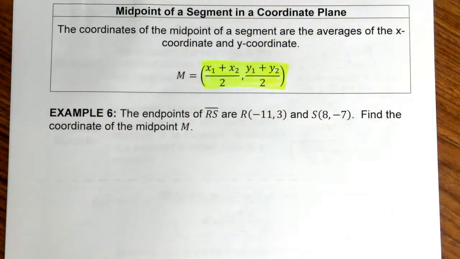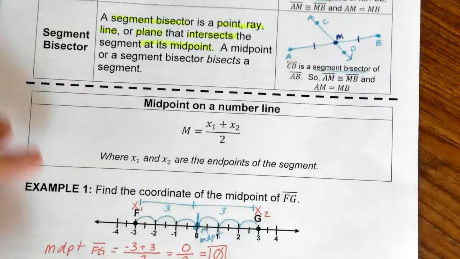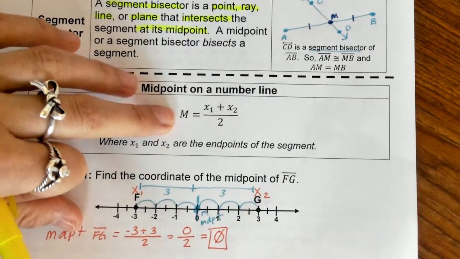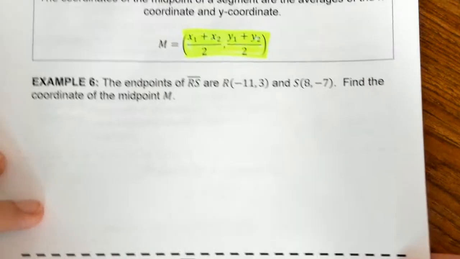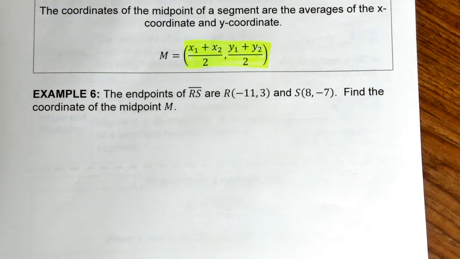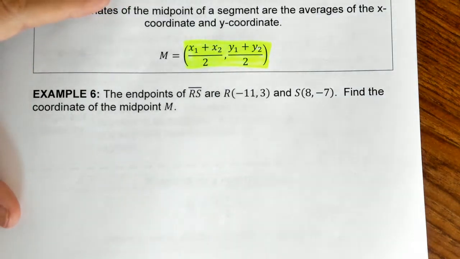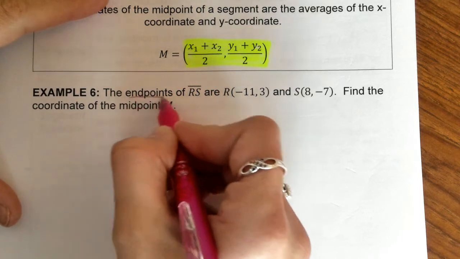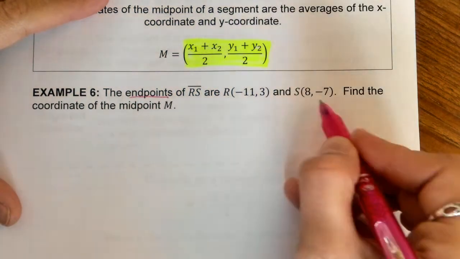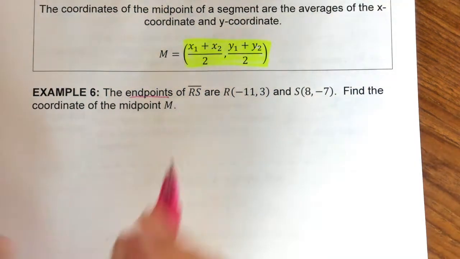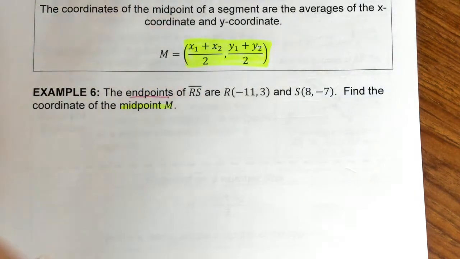Now, this is not the number line like we had over here. That is a number line, one-dimensional. Now we're looking at two-dimensional. So we're going to need that X1 and Y1 again. So let's take a look at the first one. The endpoints of segment RS are R at these coordinates and S at this. We want to find the coordinates of midpoint M.